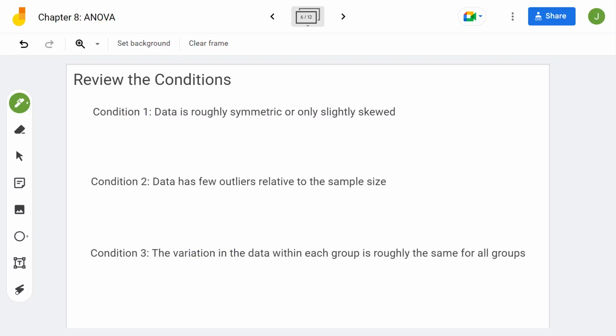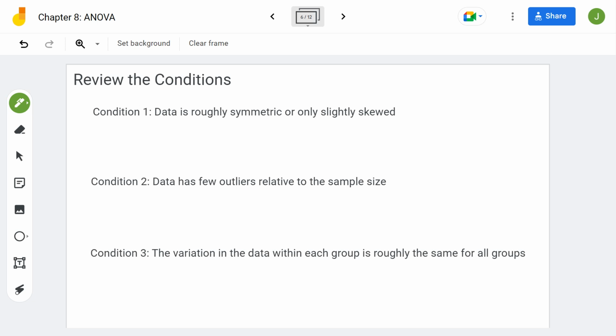We have some conditions that we have to satisfy to verify that we can actually use the F distribution. So those conditions are as follows. The data is roughly symmetric or slightly skewed. Condition 2 is data has few outliers relative to the sample size. And so to check those 2 conditions, we'd be looking at the box plot and the histograms for all 3 of those groups, and we'd be checking all 3 groups when we go through and do that.